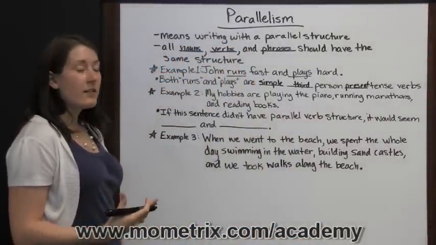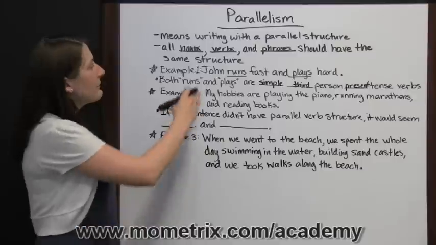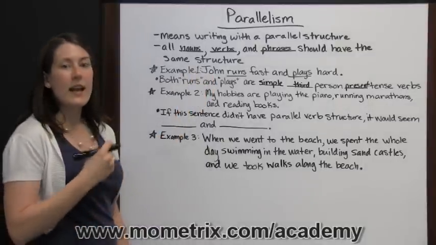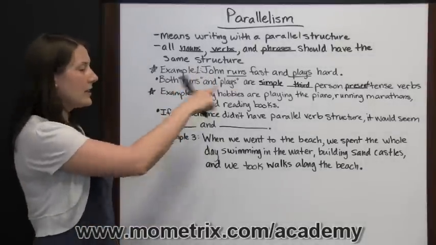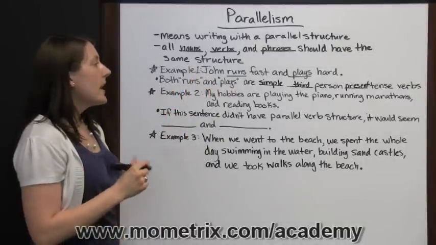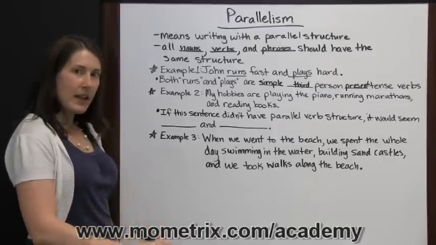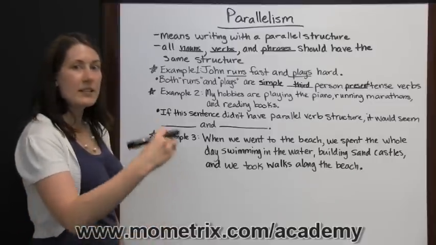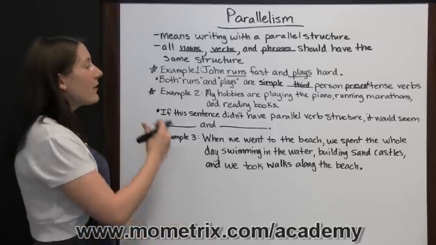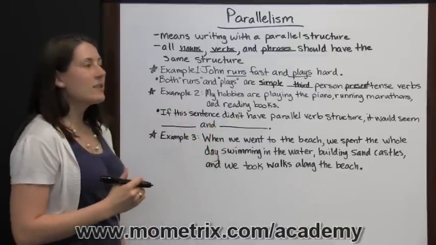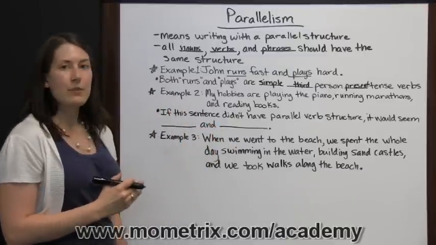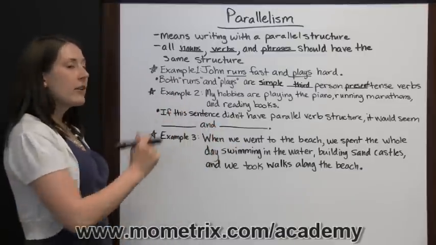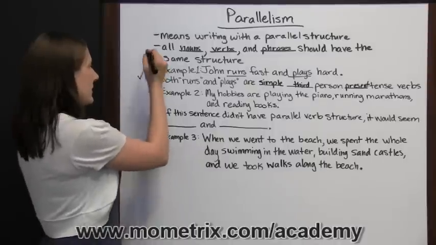So they are simple verbs. They don't have any suffixes. They're third person. We're talking about John. You're not saying I did this. You're saying John did this, talking about someone else. And it's present tense. He's running and playing right now. He runs and plays in the present. So they agree. Both runs and plays are simple third person present tense verbs. So they have parallel structure. So this one is good.